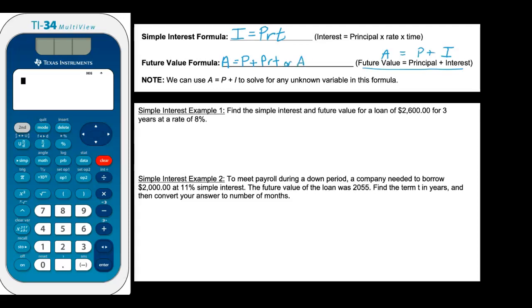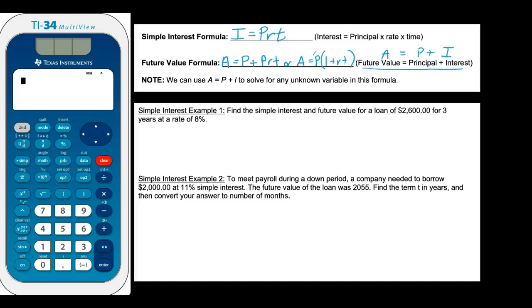Or we can even take out this P. Notice the principal variable is in both of those terms. We can pull out the P and use the distributive property and write P times 1 plus RT. And if you imagine multiplying this P into both those terms, you're going to get this equation right here. So all three of these equations represent the exact same thing. They're just written a little bit differently depending on the problem that you're doing.